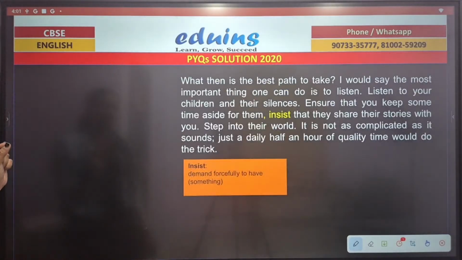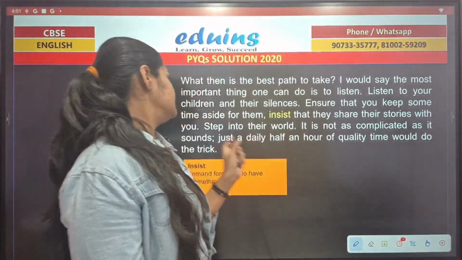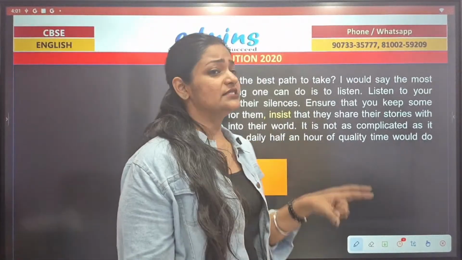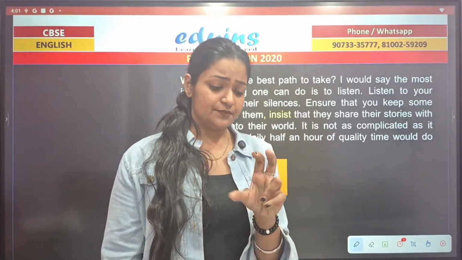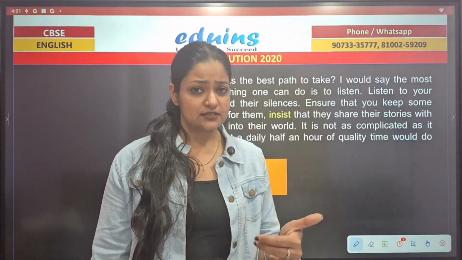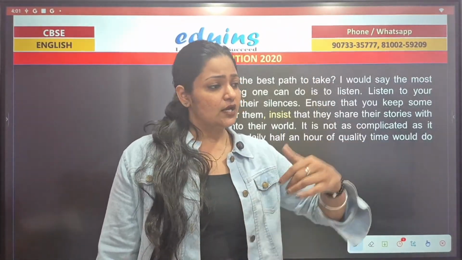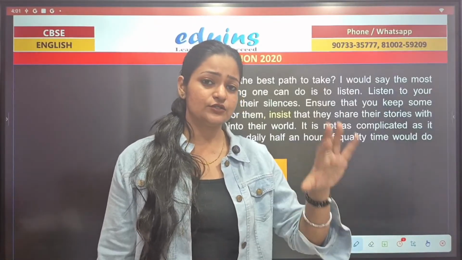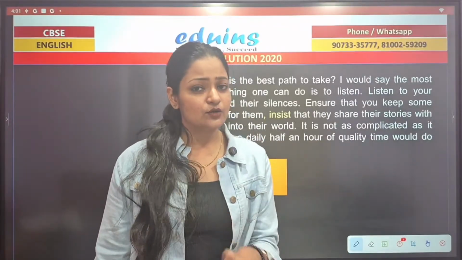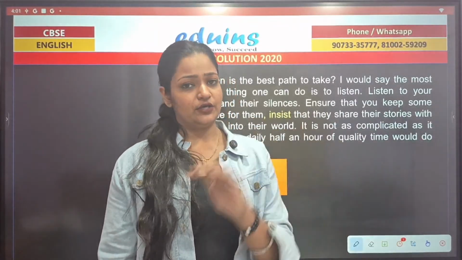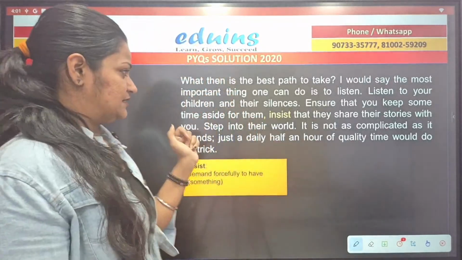What then is the best path to take? I would say the most important thing one can do is to listen. Now, there is a listening thing that came for the parents. The best thing parents can do is listen. The passage is suggesting that parents have to understand the situation the children are facing. Parents have to understand the ground, because children cannot come into the parents' situation, but parents can definitely go, because obviously they are parents.